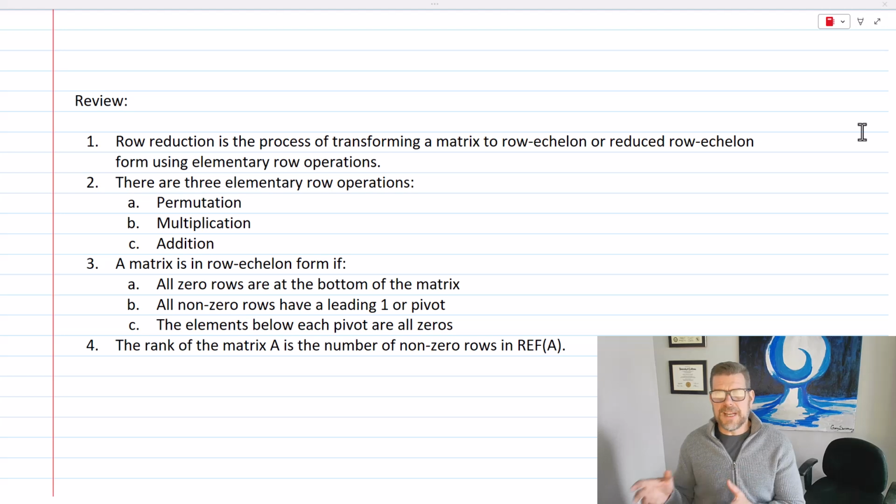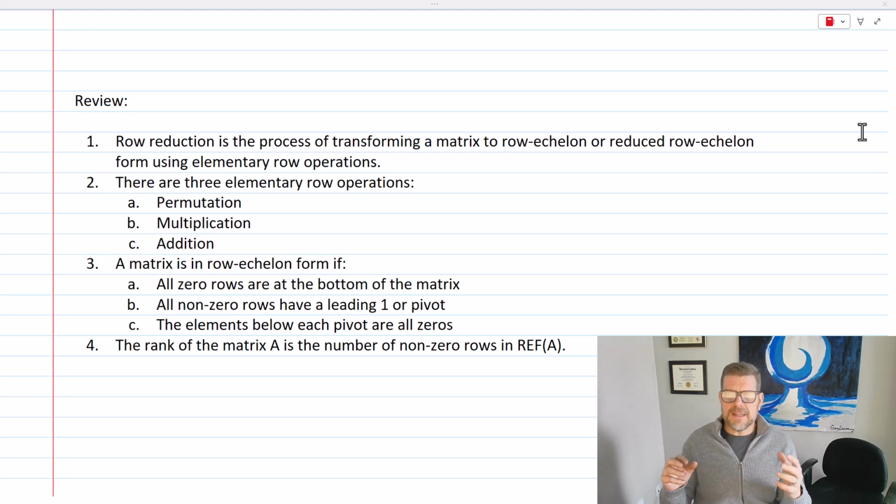All right, let's review the big ideas from this video. 1, row reduction is going to be the process of transforming a matrix to row echelon or reduced row echelon form using elementary row operations. To do that, we're going to have 3 basic elementary row operations. 1, permutation, 2, multiplication, and 3, addition.